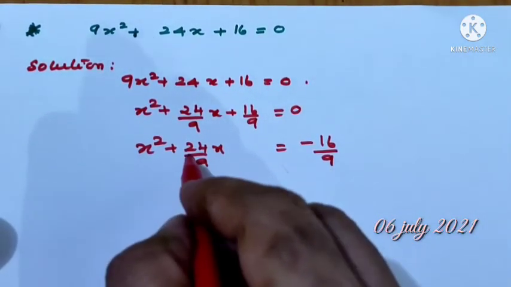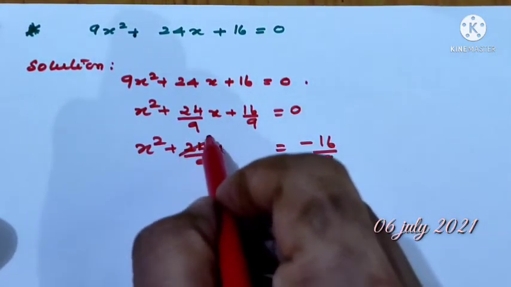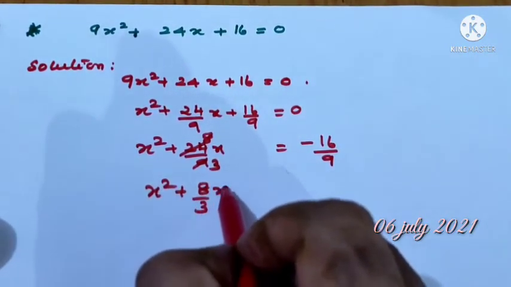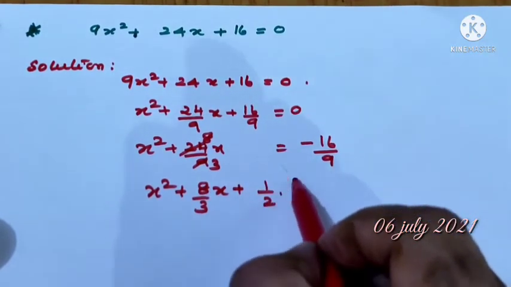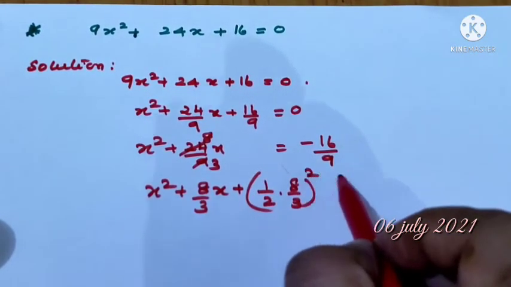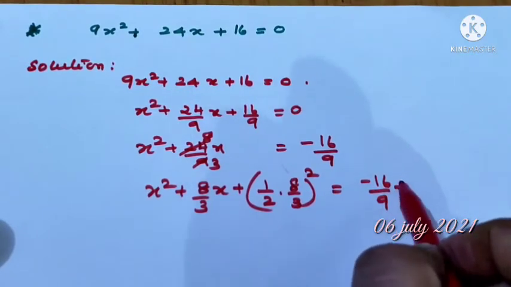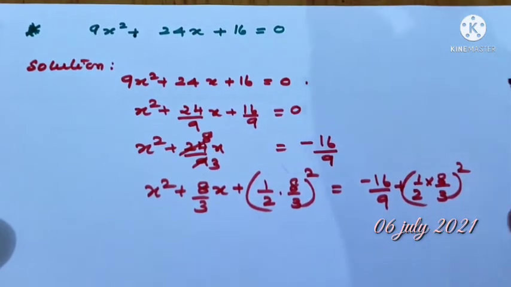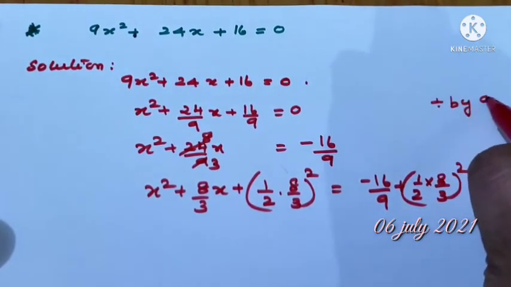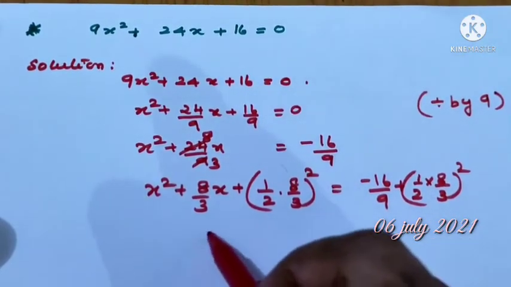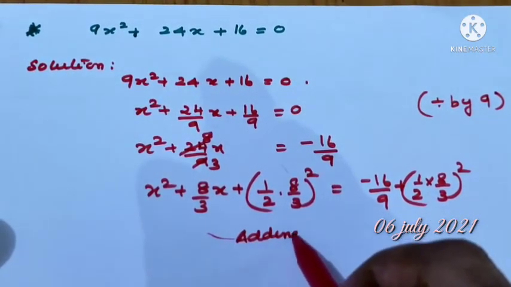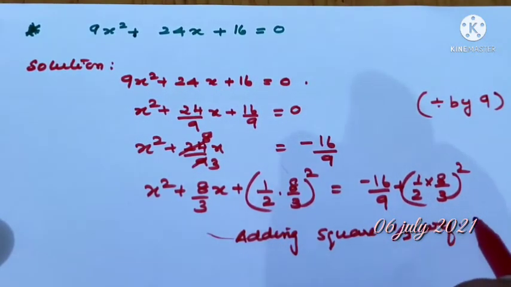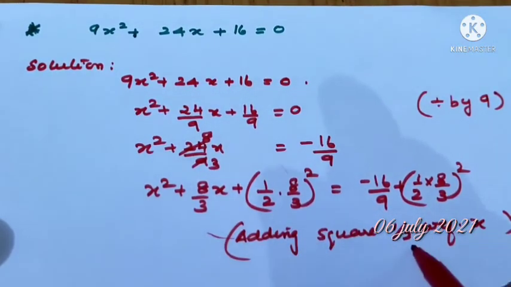Next, this we can simplify with 3. So 8 by 3 only. So x square plus 8 by 3 x. What is the next step? Half into 8 by 3 whole square equal to minus 16 by 9 plus half into 8 by 3 whole square. So here divide by 9. Here adding square of half into coefficient of x on both the sides.